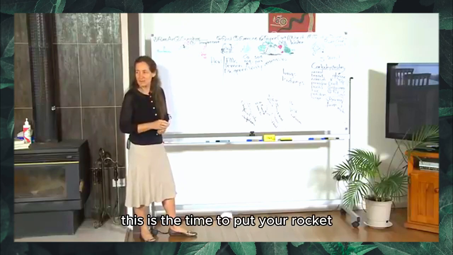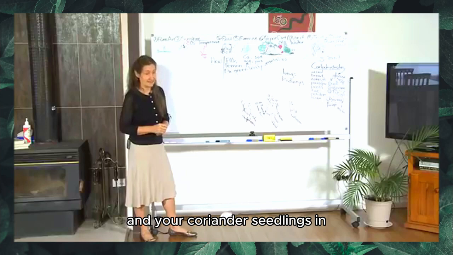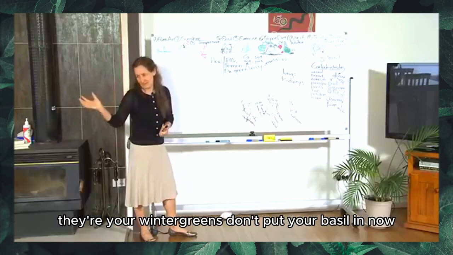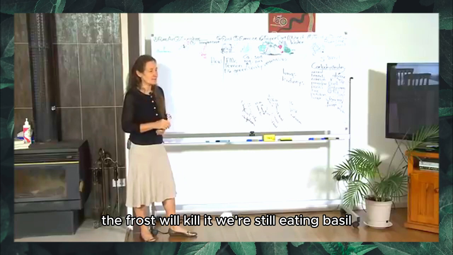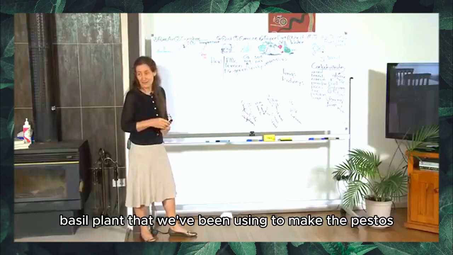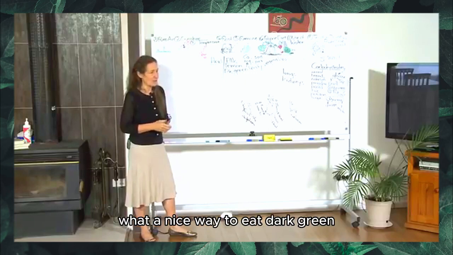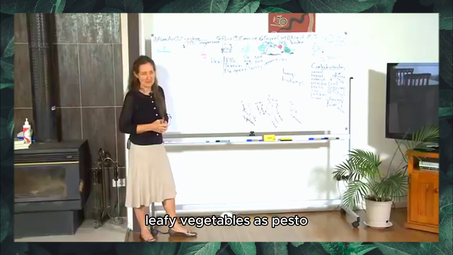This is the time to put your rocket and your coriander seedlings in. They're your winter greens. Don't put your basil in now, the frost will kill it. We're still eating basil. We've got a beautiful basil plant that we've been using to make the pestos that we had yesterday. What a nice way to eat dark green leafy vegetables as pesto, eh?